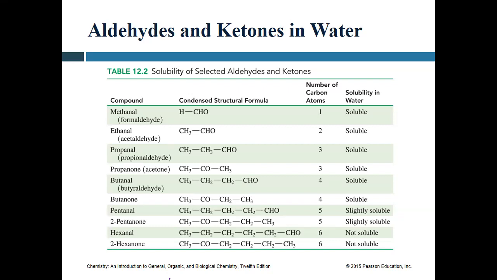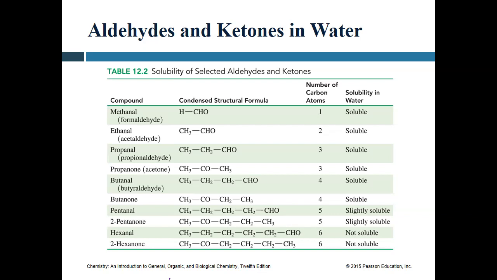And we can see that the break-even point's about in the same place. So with aldehydes, somewhere around 4, we're pretty good. 5, we're not so great. 6 doesn't dissolve. Same thing with the ketones. Now, ketones don't start until 3 with acetone, but acetone is soluble, butanone is soluble, pentanone kind of soluble, hexanone not soluble.